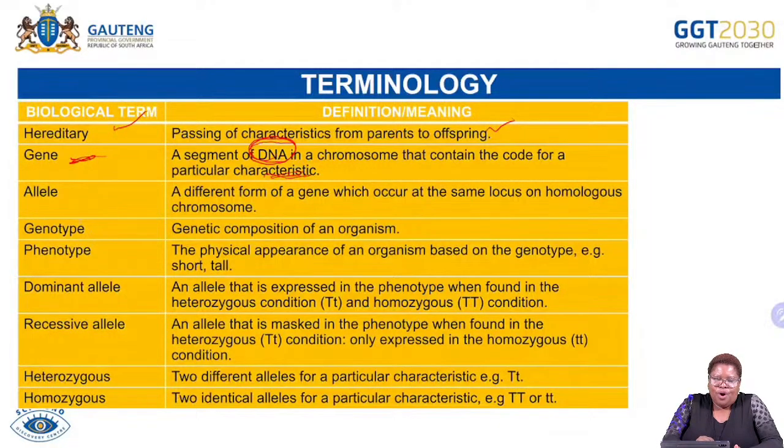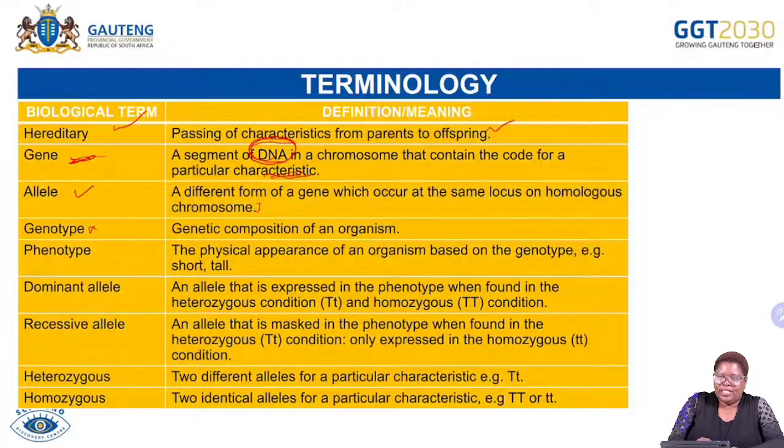Okay, then we've got an allele. What is an allele? It is a different form of a gene which occurs at the same locus on homologous chromosomes. Remember with the biological terms for your 1.2, you need to know all your terms for all your topics from DNA up to evolution. So it's important to know those definitions, right?